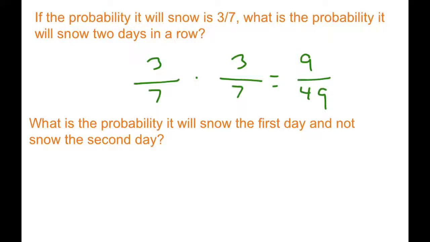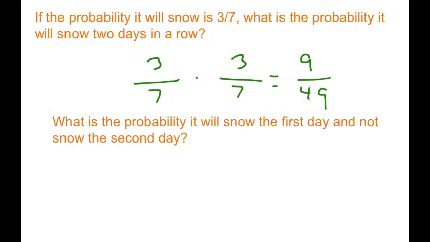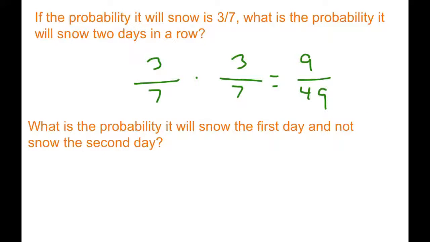All right, now let's look at another problem here. What is the probability it will snow the first day and not snow the second day? So we're saying snow the first day, but not snow the second day. We're still looking at 2 days, so let me make my 2 fraction bars, multiply in between. So snow the first day.